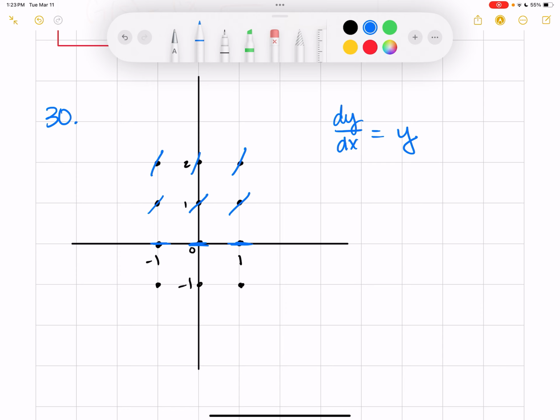And then down here, when the y values are negative 1, they have a slope of negative 1. So I just do them like that. And that's all you have to do on these problems that are asking you to draw the slope field. There are other things that slope fields can tell us, and we'll do those later, but for these, it's typically just drawing one.